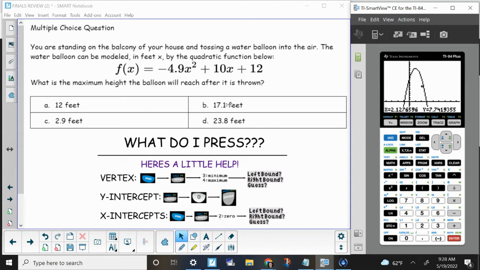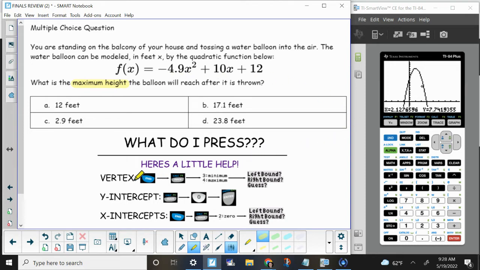And now I've got a really good look, and my graph fits the entire screen, and I should be able to work from here. Now, the question in this problem is, what is the maximum height the balloon will reach after it is thrown? Keyword, maximum height. Okay, that tells me that I am going to be looking for the vertex. All right, the vertex is going to tell me how long it takes to reach the maximum height and how high the object or the balloon reached.